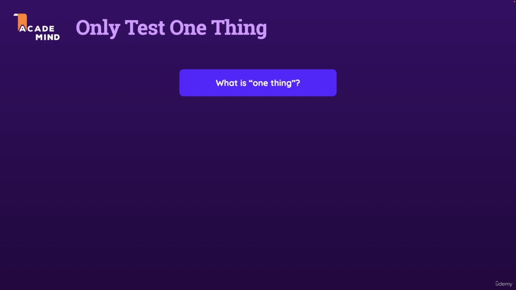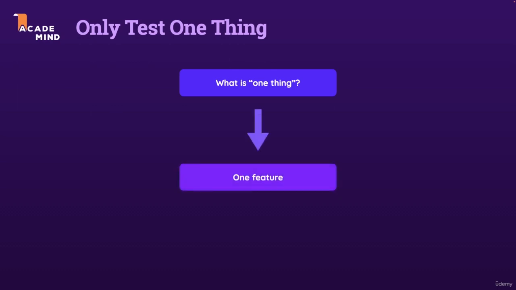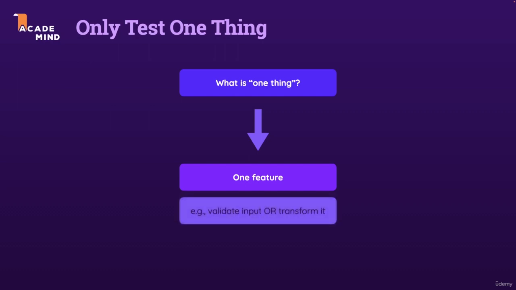Because in the scope and in the context of testing, for me, one thing basically just means one feature or one behavior that I want to test per test. For example, I want to test validating an input value or transforming it. I don't want to do both things together in one test.